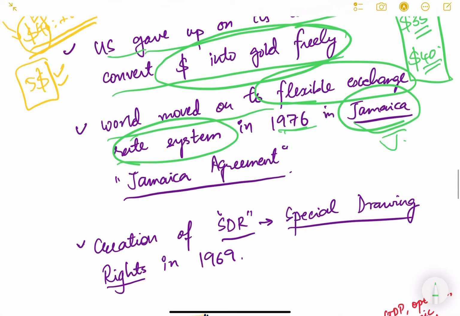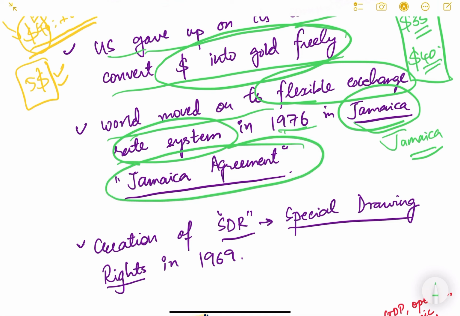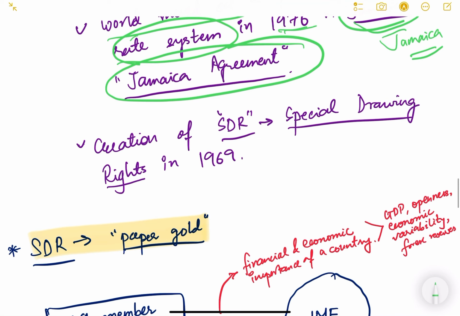So there was another conference, just like the Bretton Woods conference, in Jamaica. Jamaica is a country, and that agreement was known as the Jamaica Agreement. And then every country said that okay, we will have our flexible exchange rate system, and our exchange rate will fluctuate depending on our demand and supply of currency, depending on the trade and capital flows, all that. Okay, and then there was a creation of SDR also in the meanwhile.